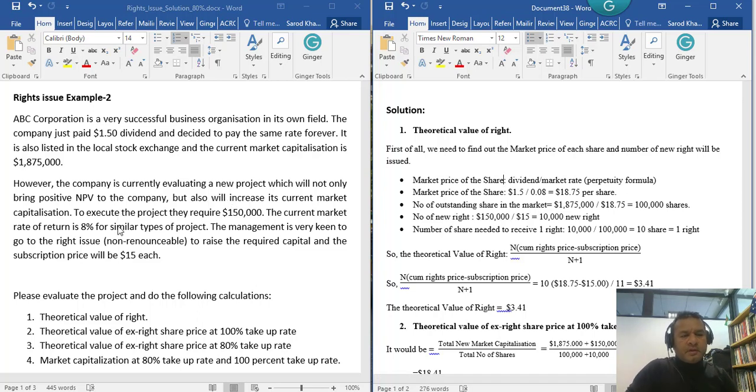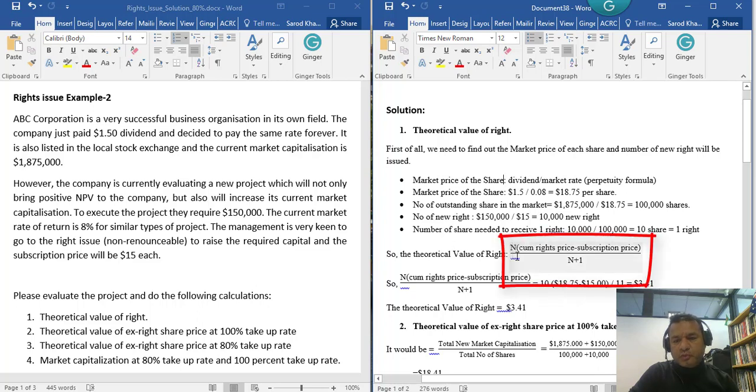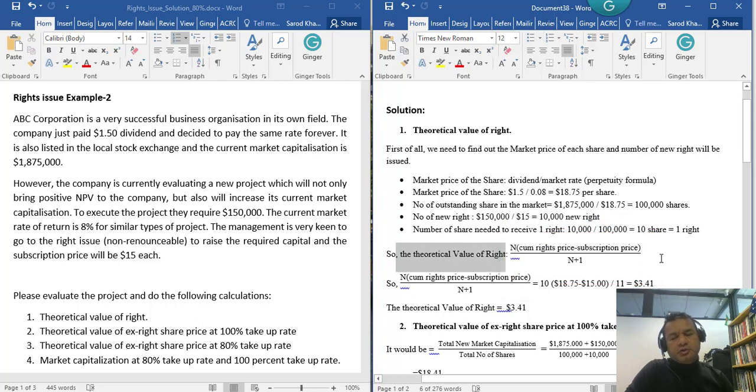Now the first question is the theoretical value of right. First of all, we need to find out the market price of each share and the number of new rights that will be issued. If you go to the formula sheet, the theoretical value of right is equivalent to, this is the formula, N multiplied by cum-right share price minus the subscription price, divided by N plus 1. So we need to follow this formula in order to do the calculation. As you can see in the formula, we need to know the cum-right share price and the subscription price, and N is basically the number of shares required to receive one right.